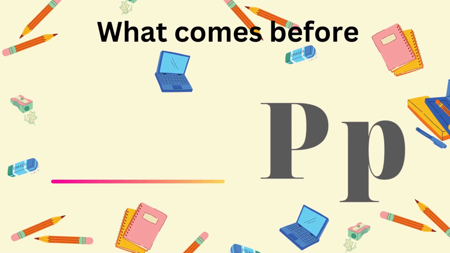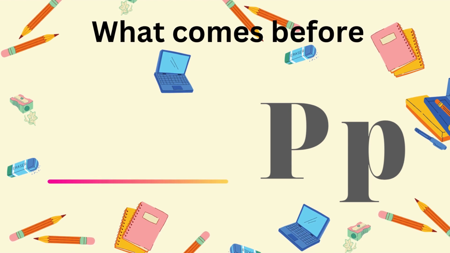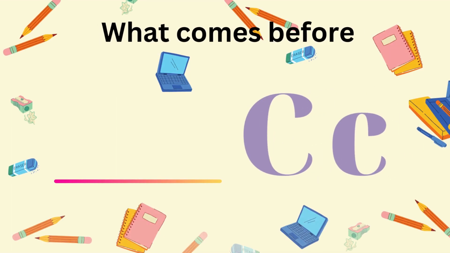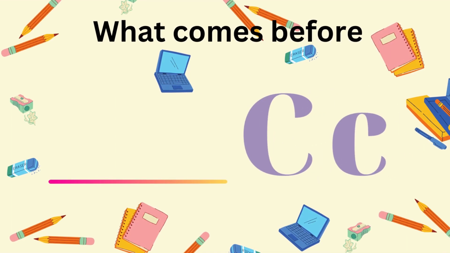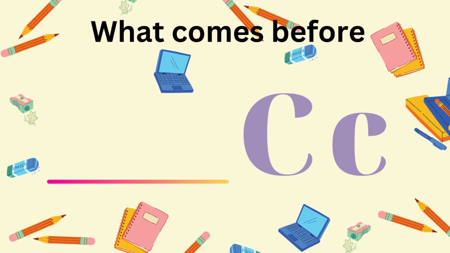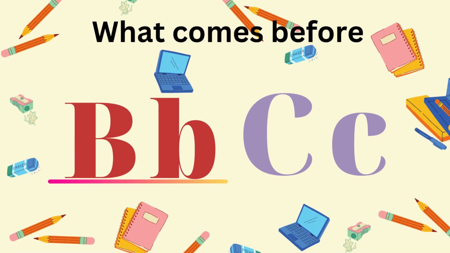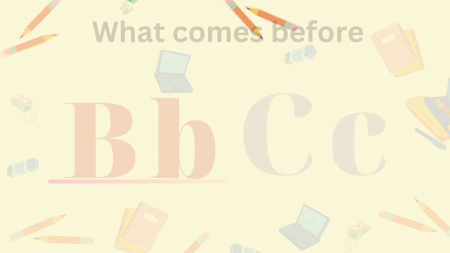How about P? What comes before P? Correct. It's letter O. Oval. How about C? What comes before letter C? Right, kid. It's letter B, as in boy.